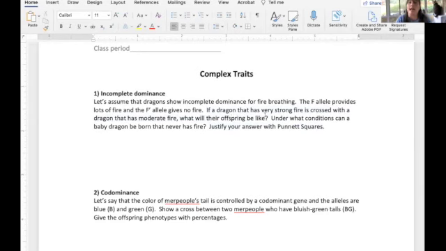Then it asks, under what conditions can a baby dragon be born that never has fire? This means you have to use what you just learned about the Mendelian ratios. What blending would give you a baby with two F apostrophes? So give it a try. If you're not sure, try it and then send me what you did and I'll tell you if you are right or not.